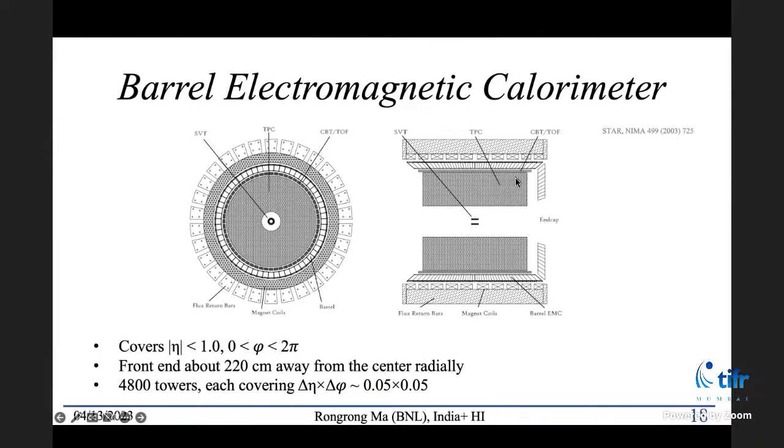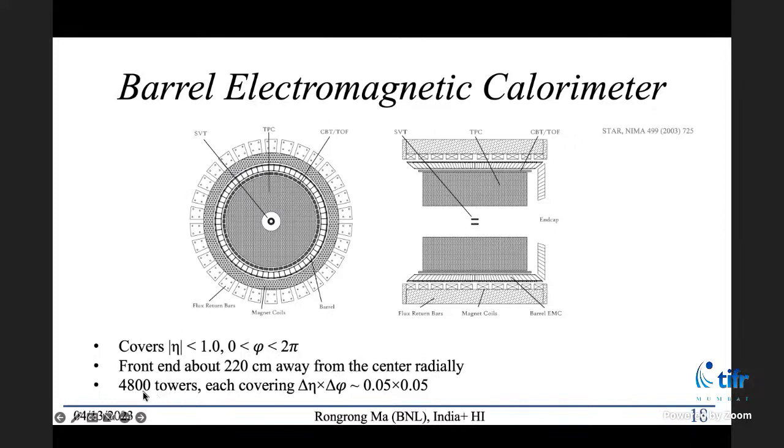On the right-hand side is a side view. Again, these are the TPC, and this is where the BEMC sits. It covers about eta less than 1.0 and phi between 0 and 2 pi, so essentially it has the same coverage as the TPC, which is great. We can fully utilize the momentum measurement from the TPC for quarkonium. The front end of the BEMC is about 220 centimeters away from the center. The BEMC is inside the magnet and the MTD is outside of the magnet.